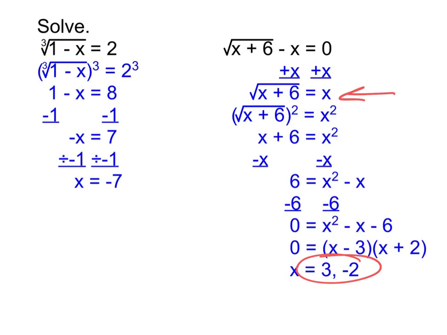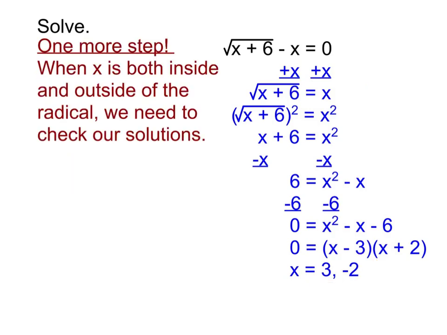Whenever you have x both inside and outside of the radical, notice what I'm talking about here. I've got the x on the inside here, and I've got the x on the outside here. Whenever x is both inside and outside the radical, we need to check our solutions. Which means we're going to plug both of those numbers back in and make sure that they actually do work as answers, just like I was showing you with checking that earlier answer, which turned out to not be correct.